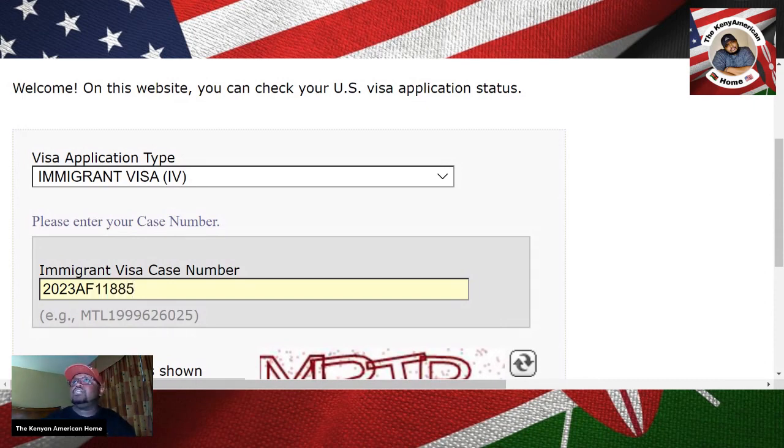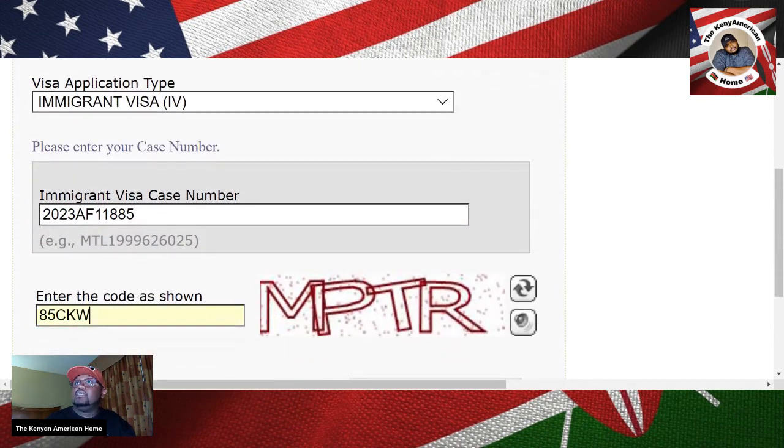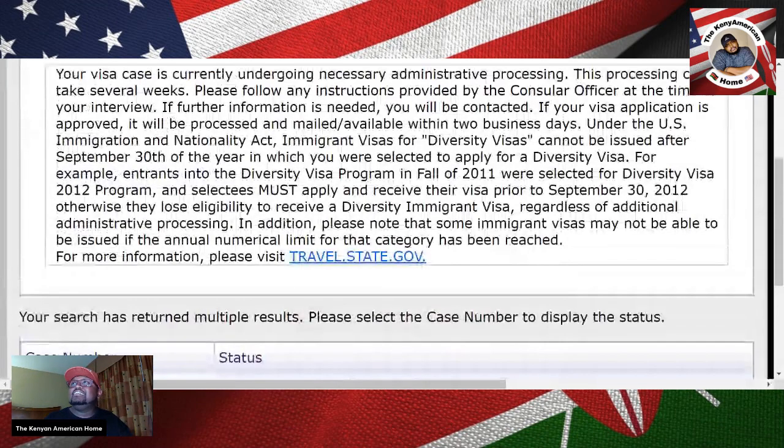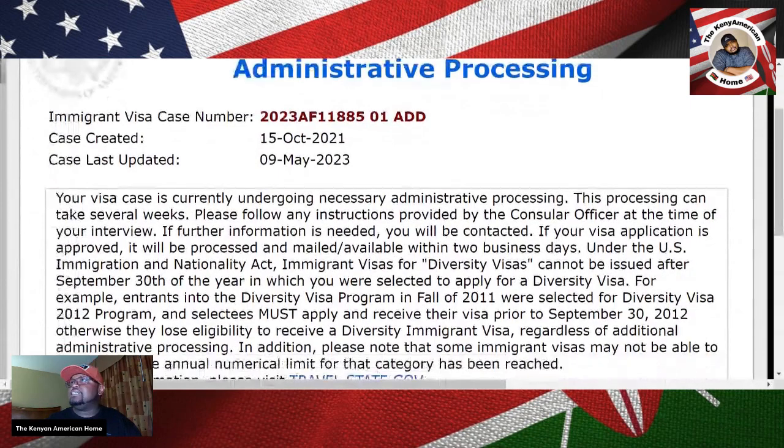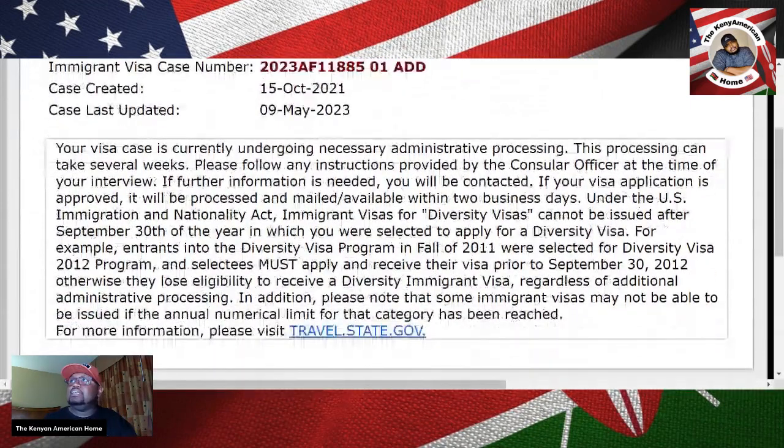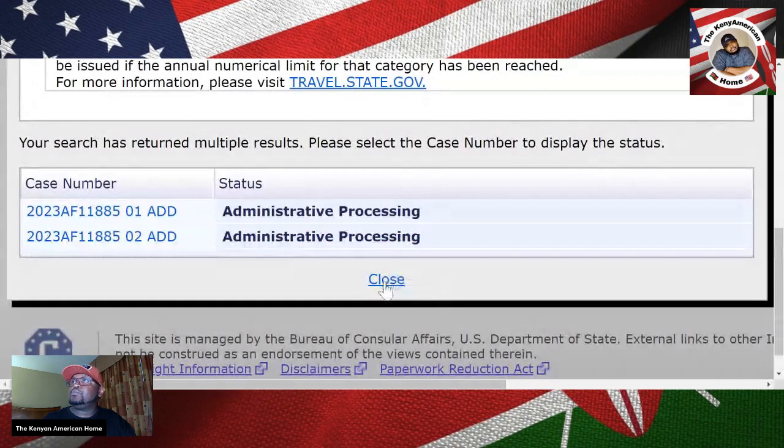What about another East African country? Yeah. How many of you can guess which country this case number is for? One, two, three, go. Did you guess ADD? ADD for Addis Ababa. Addis Ababa, Ethiopia. Administrative processing. All right.